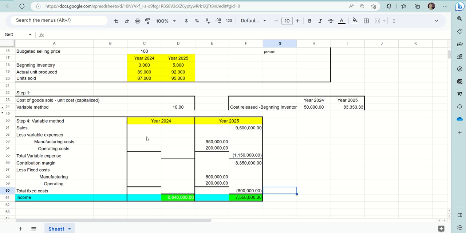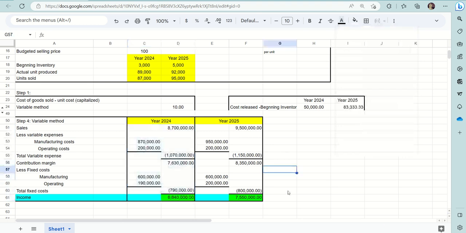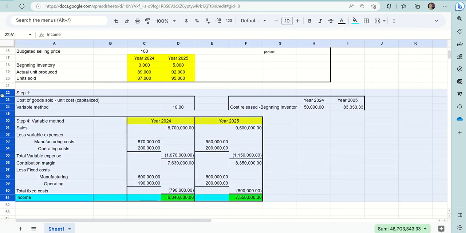Okay, so you can see that. I'm going to put the color back to black so you can compare. I'm going to also unhide these cells over here.